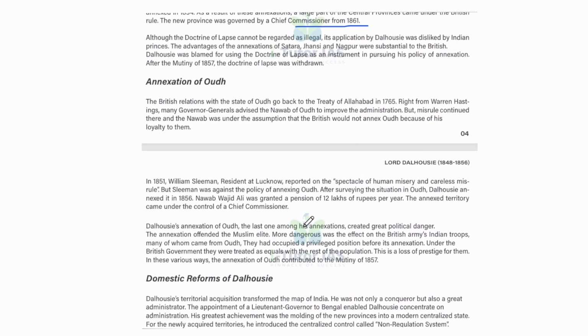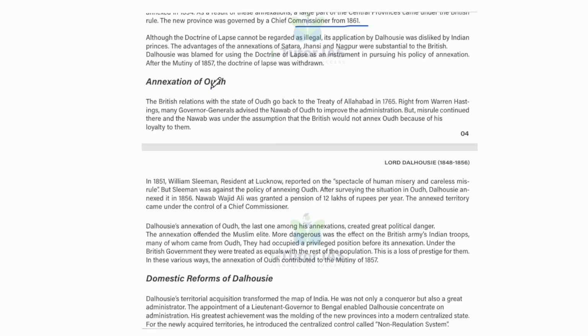Although the doctrine of lapse cannot be regarded as illegal, its application by Dalhousie was disliked by Indian princes, and the advantages of the annexation of Satara, Jhansi, and Nagpur were substantial to the British. Dalhousie was blamed for using the doctrine of lapse as an instrument in pursuing his policy of annexation. After the mutiny of 1857, the doctrine of lapse was withdrawn. During the mutiny of 1857, Rani Lakshmi Bai of Jhansi played an important role in fighting against the British, because Jhansi had come under British India.